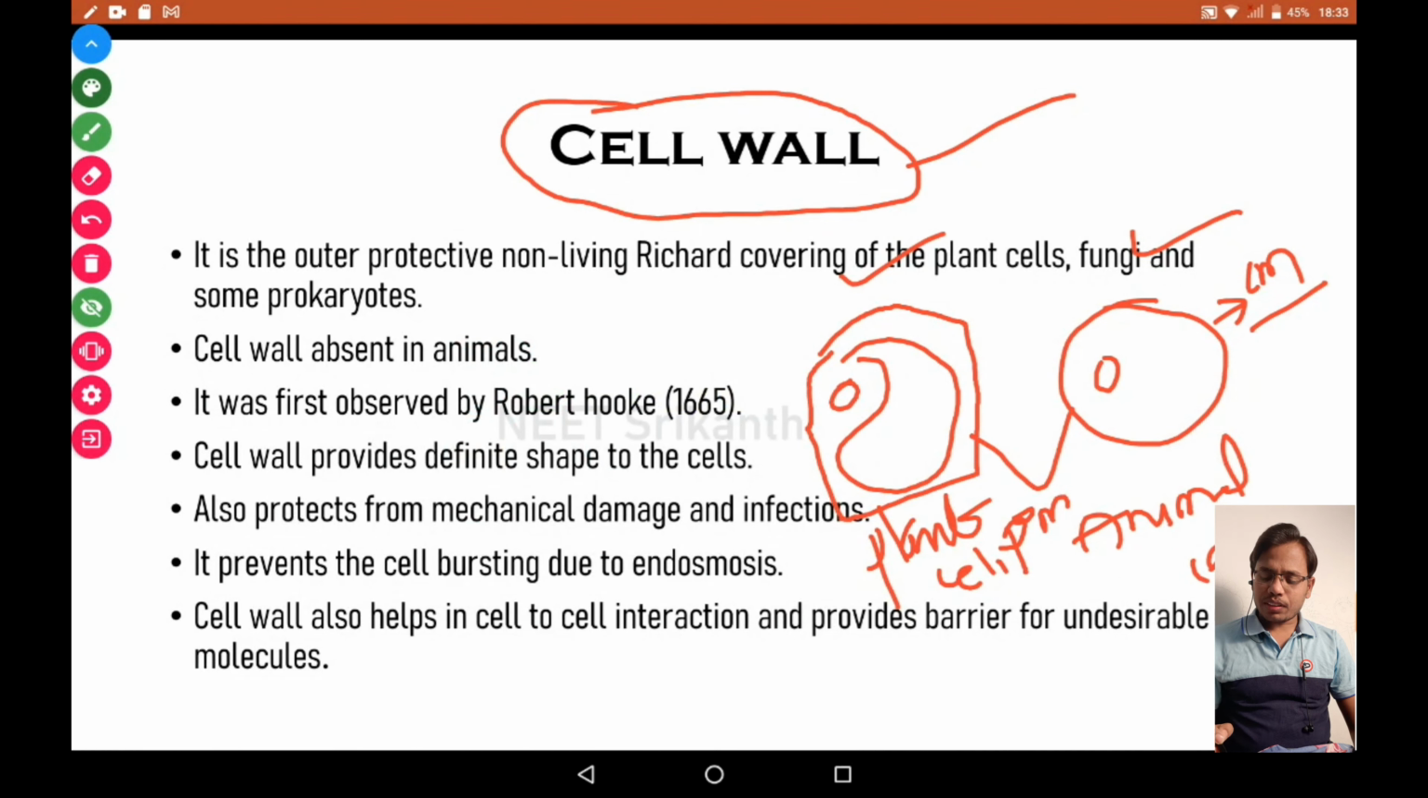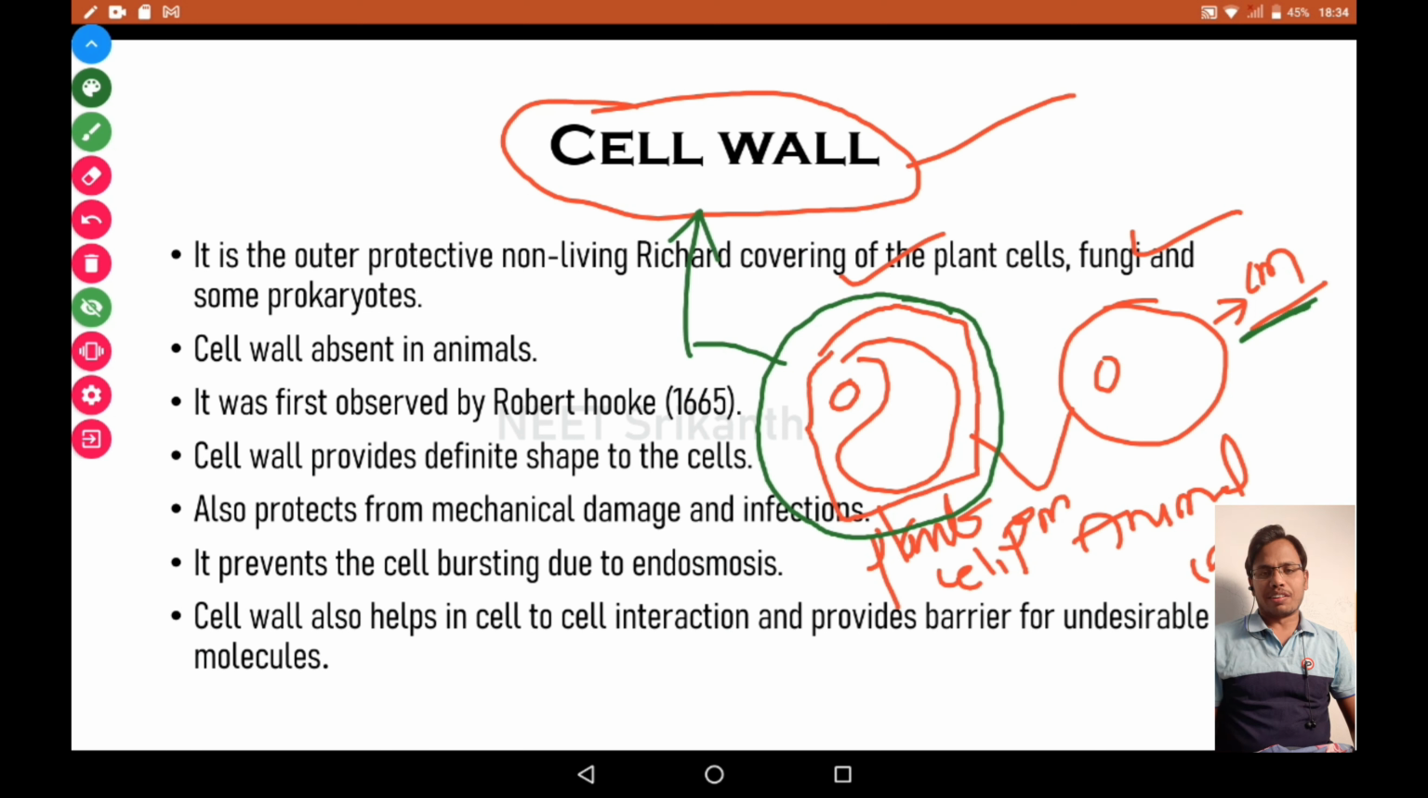You can observe the animal cell. Animal cell is only surrounded with the cell membrane or plasma membrane. Then in the plant cell, outside the plasma membrane, another layer is present, the outermost layer. That outermost layer is known as the cell wall. Cell wall is only present in the plant cell.